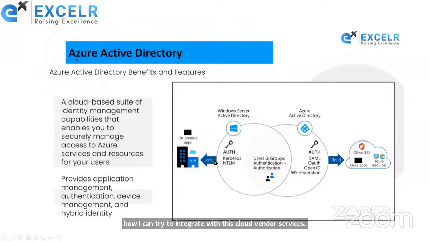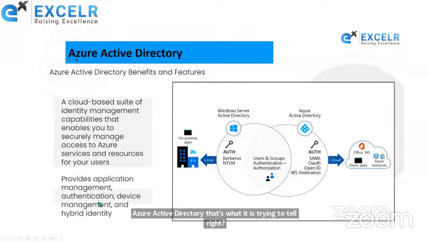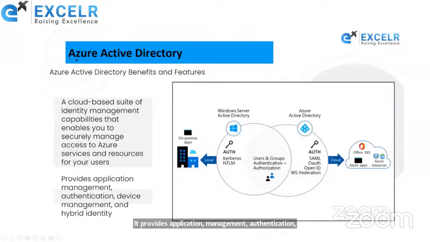If you configure your Windows Active Directory at your local on-premise structure, that can be integrated with the Microsoft Active Directory with an open SAML authentication system. This will be kind of a project. All the users and groups configured in your on-premise environment will be quickly migrated to your Microsoft Active Directory, the cloud vendor. It is simply possible with the help of Microsoft Azure Active Directory. That's what it is trying to tell, right? It provides application management, authentication, device management, and hybrid identity. Okay, this is how it will be mostly useful. It is configured and providing reliable services nowadays.